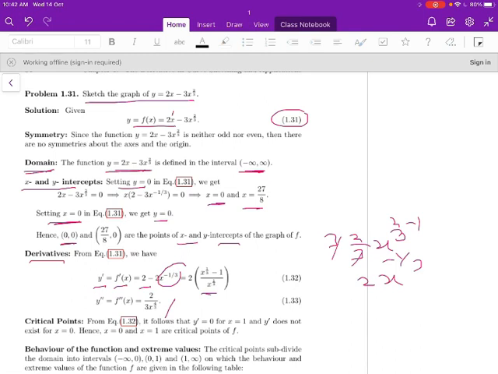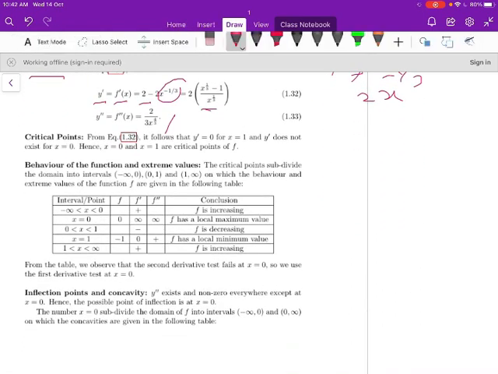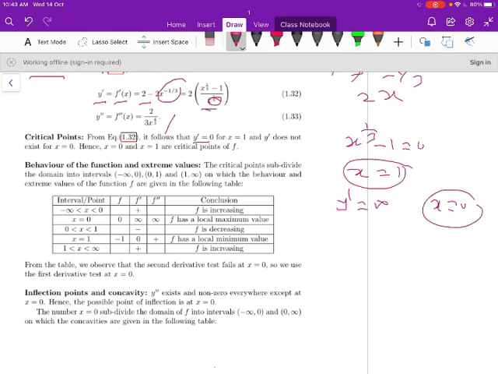Let us find the critical points by setting y dash equal to 0. Setting y dash to 0, x to the power 1 by 3 minus 1 is equal to 0. So this implies x is equal to 1. And also y dash does not exist, y dash becomes infinity, when x is equal to 0. So what are the critical points? x equal to 0 and x equal to 1 are the critical points of the given function f.